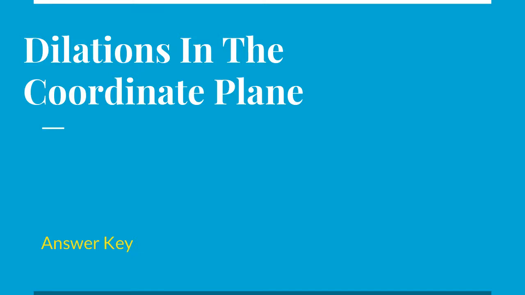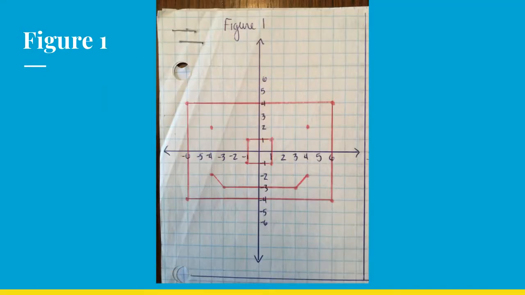Here is the answer key to the activity Dilations in the coordinate plane. When you drew your figure 1, you should have ended up with something that looks like this. Now it's going to be important for our chart for us to understand the dimensions of this figure. It is 12 units wide and our figure is going to be 8 units tall. And those are going to be some dimensions we are going to use over and over and over again.